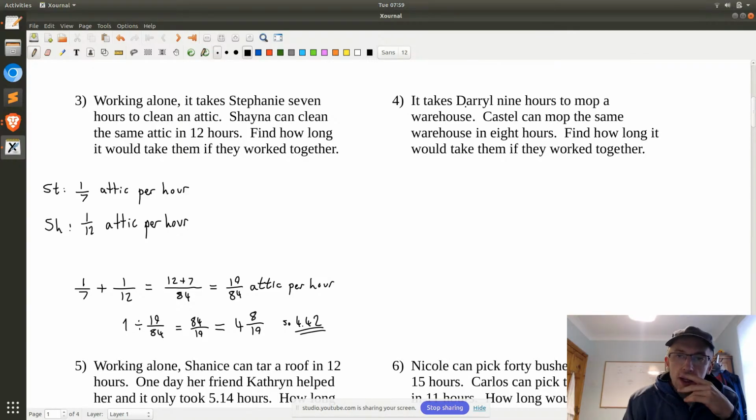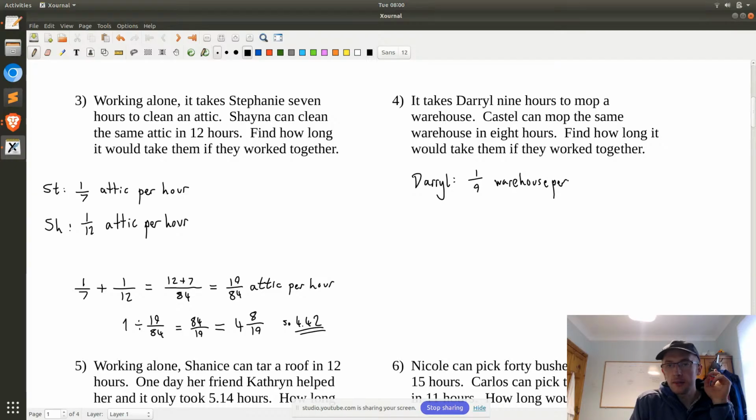Problem 4. It takes Daryl 9 hours to mop a warehouse. So Daryl mops 1/9 of a warehouse per hour. That's his speed. Castell, I don't know if that's right, Castell can mop the same warehouse in 8 hours. So their speed is 1/8 of a warehouse per hour.